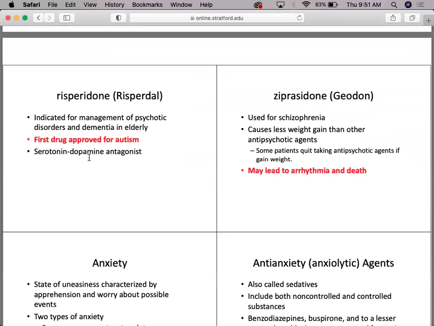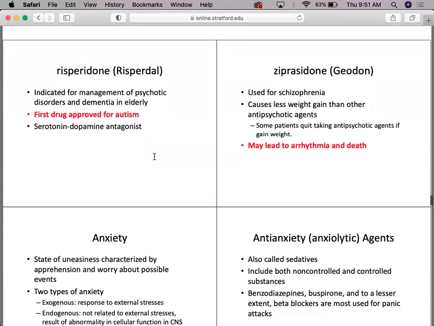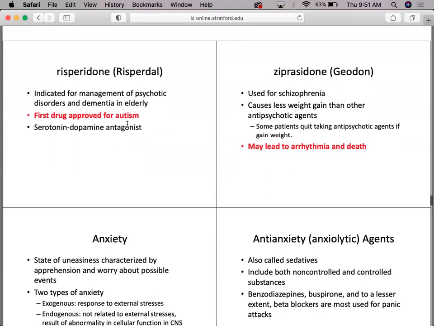Risperdal, risperidone. Remember, I mentioned it is the first drug approved for autism. But remember what I stated. It's not really to treat the autism. It's really to treat the effects, the bizarre behavior that many autism patients may have.